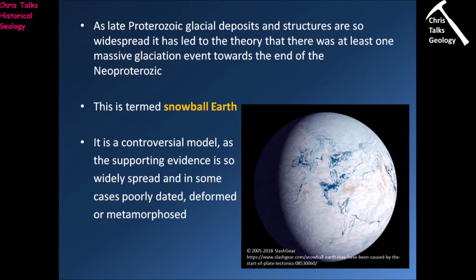So as late Proterozoic glacial deposits and structures are so widespread, it's led to a theory that there was at least one massive glaciation event towards the end of the Neoproterozoic. Once again, Neoproterozoic is the late Proterozoic. And this event is termed snowball Earth. Now, it's a controversial model as the supporting evidence is so widely spread and in some cases poorly dated or deformed or metamorphosed, so you obviously have to be careful when you are not working with nice pristine rock.